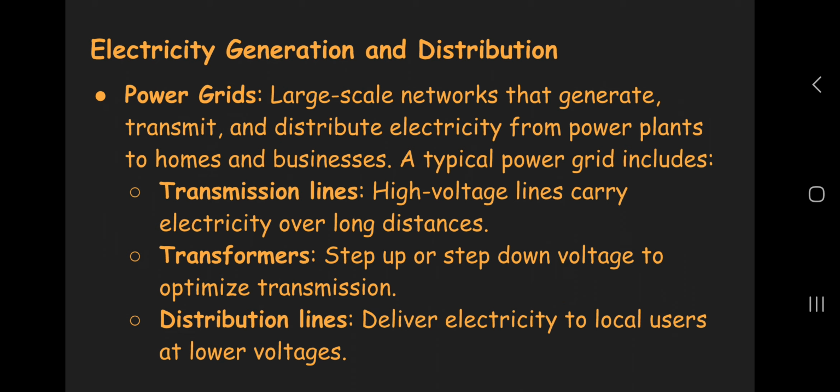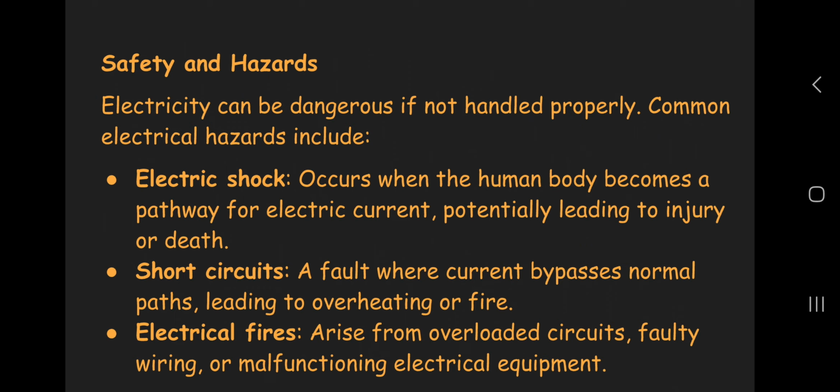Electricity generation and distribution. Power grids are large scale networks that generate, transmit, and distribute electricity from power plants to homes and businesses. A typical grid includes transmission lines, which carry high voltage electricity over long distances. Transformers step up or step down voltage to optimize transmission. Distribution lines deliver electricity to local users at lower voltages.